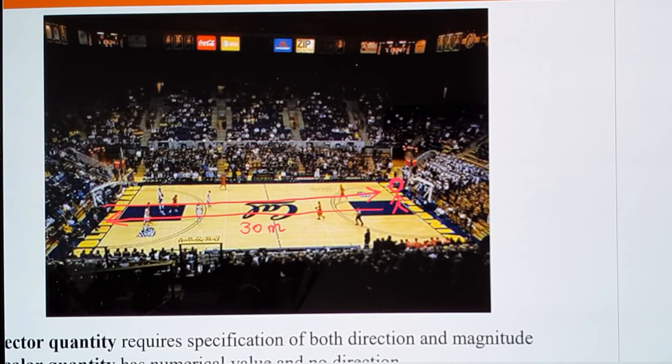So what's the distance covered by the basketball player? It's 60 meters. Correct. What's the displacement of the basketball player? The displacement is 0. Distance is 60: 30 plus 30, 60 meters. But displacement is 0. Why? Because for displacement we use vectors. He went minus 30 meters and then plus 30 meters, so that's 0.